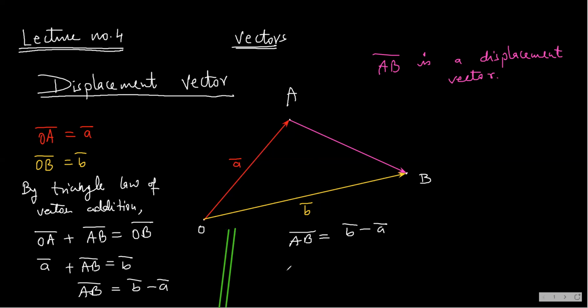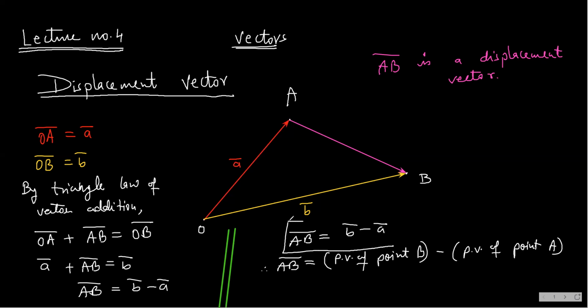Therefore, AB bar, which is a displacement vector, is nothing but the position vector of point B minus the position vector of point A. So what is AB bar? It is B bar minus A bar. AB bar is B bar minus A bar.